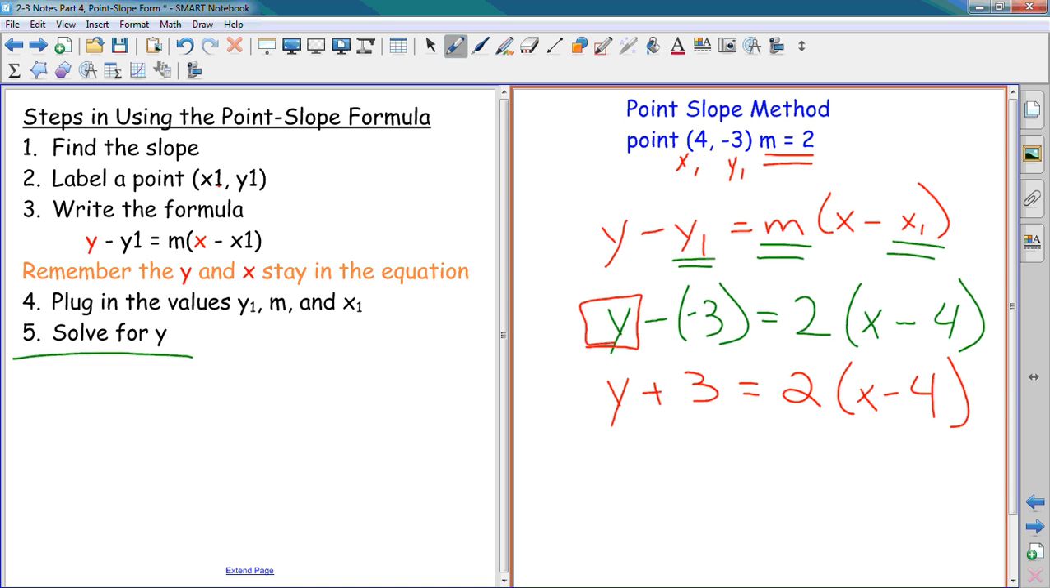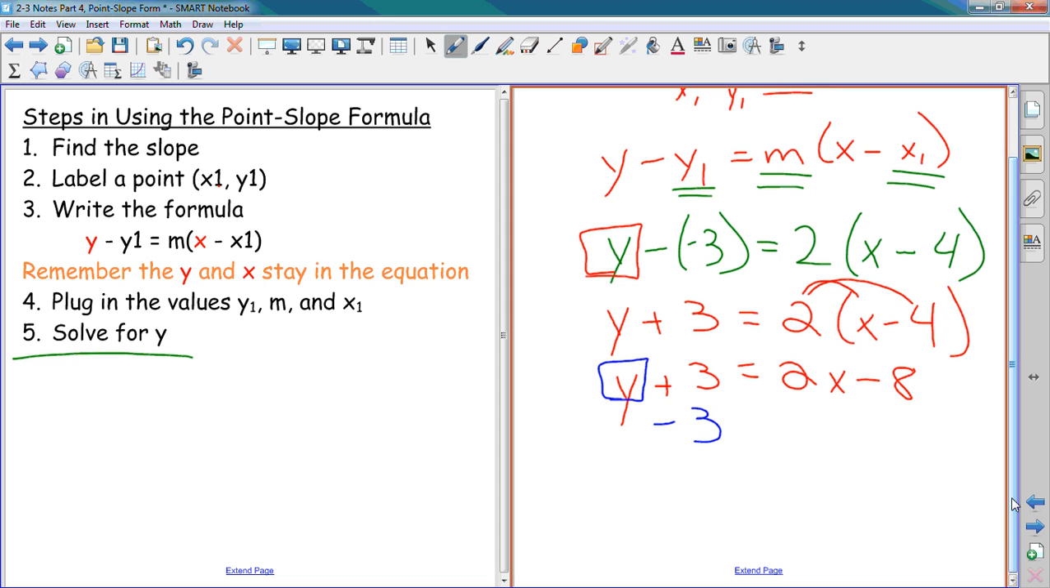Go ahead and distribute your 2. So I have y plus 3 equals 2x minus 8. And then get rid of what's attached to your y. Here's my y. I have to subtract 3 from both sides in order to get rid of it. I'm going to subtract 3 from both sides of the equation.